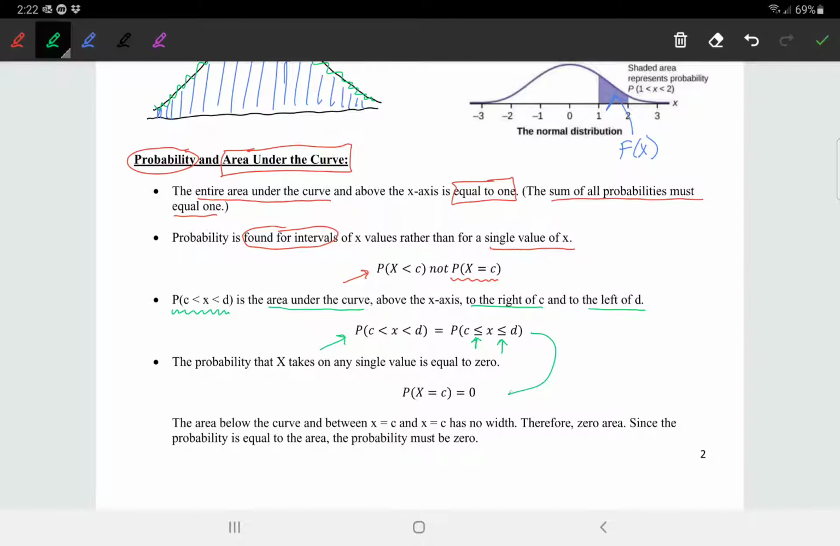The reason for that is here. The probability that x takes on any single value is equal to 0. And we can ask why that would be. It's because the area below the curve at x equals d has no width. Therefore, there is no area to calculate. So the probability that x is equal to some constant has no area, therefore no probability. The probability of that must be 0.